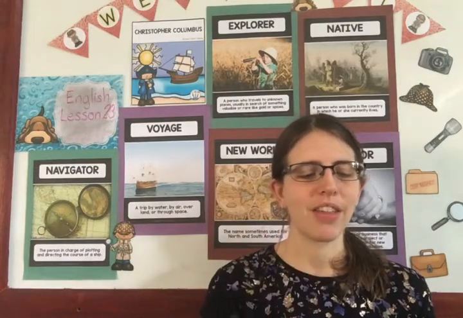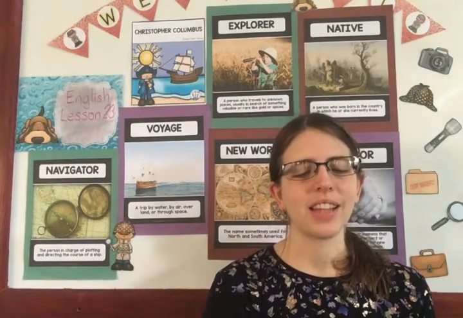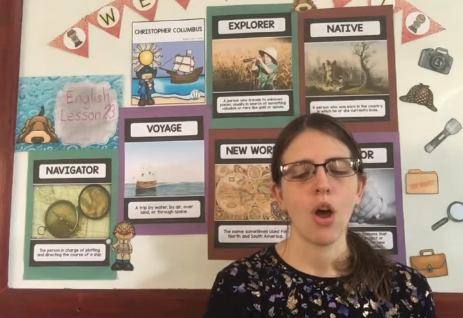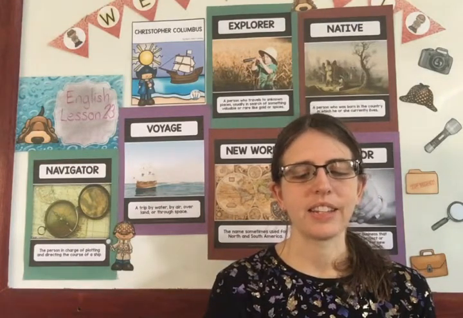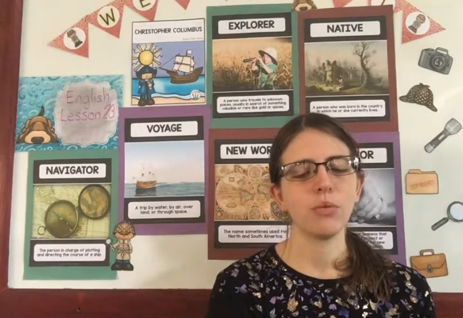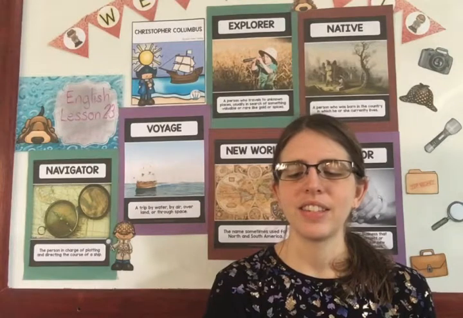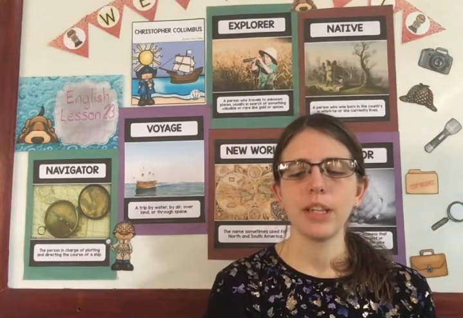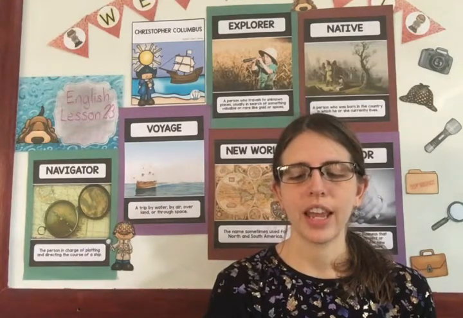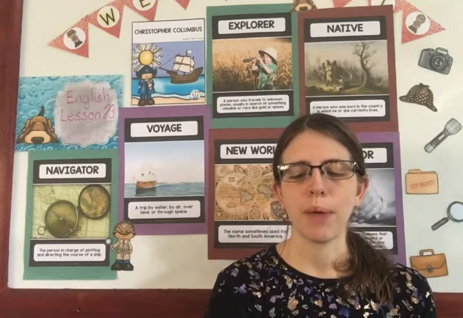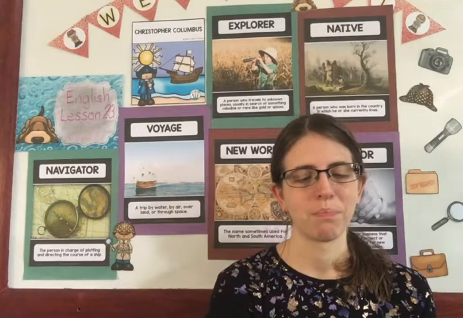So let's read them together. In the first box it says, he thought traveling west across the Atlantic Ocean was the fastest and safest way to get to Asia. The second box says, Columbus went to the King Ferdinand and Queen Isabella of Spain to ask them to pay for his voyage.